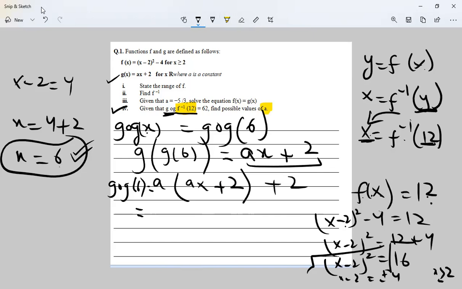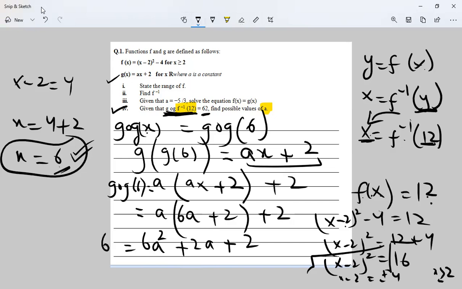Now, A will remain A, and the x will be replaced by 6. It will become 6A squared plus 2A plus 2. Now, see very critically. g of g, we are working here, and it is equal to what? 62. Now it will become a quadratic equation. 6A squared plus 2A plus 2 minus 62 is equal to 0.